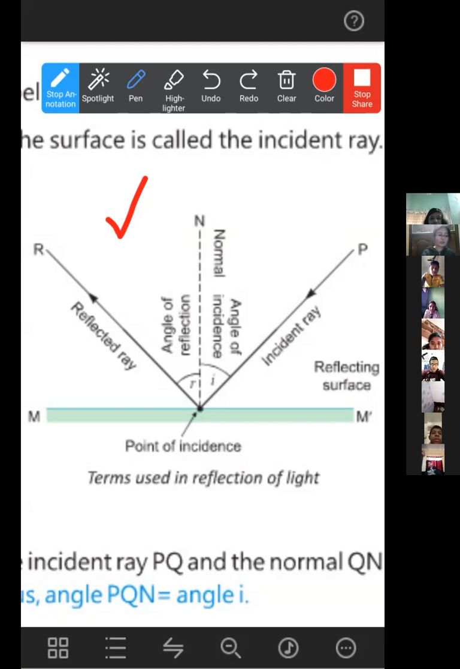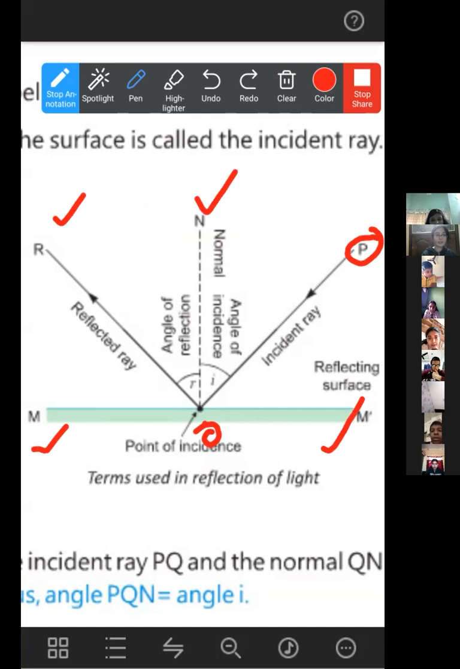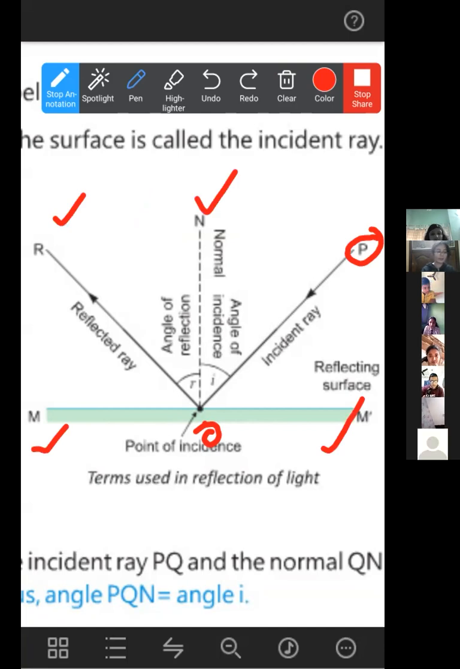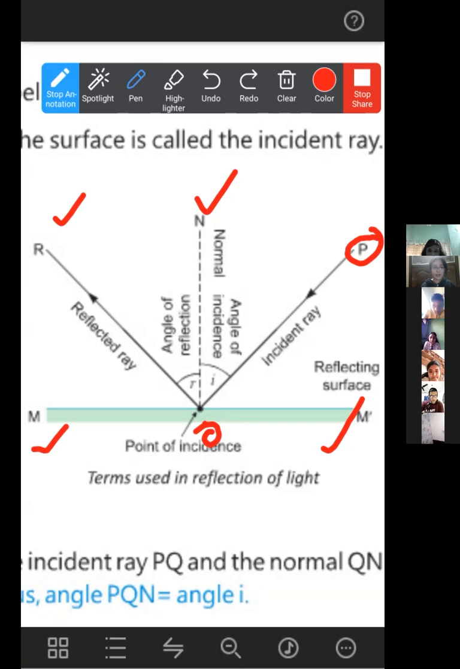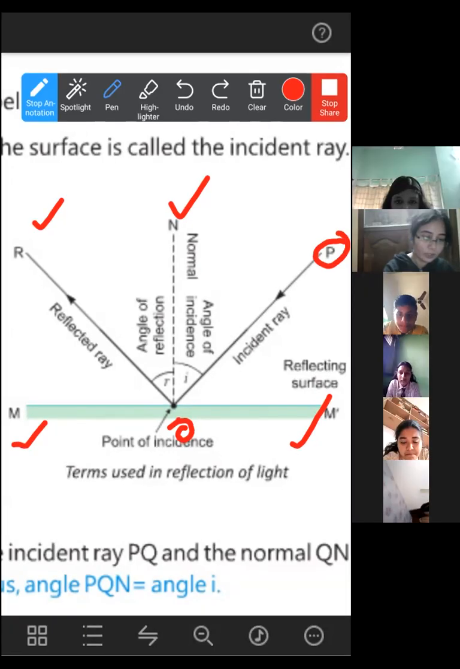Okay, so this whole picture you will have to draw, and do not forget to mention these points like P. And here for this point no marking is given, so you can point it as 0 or O. Okay, so each and every point should be marked: M, M dash, R, and N. So what will be the angle of incidence here? Angle of incidence. Angle I, yes. Here you can see that angle I.